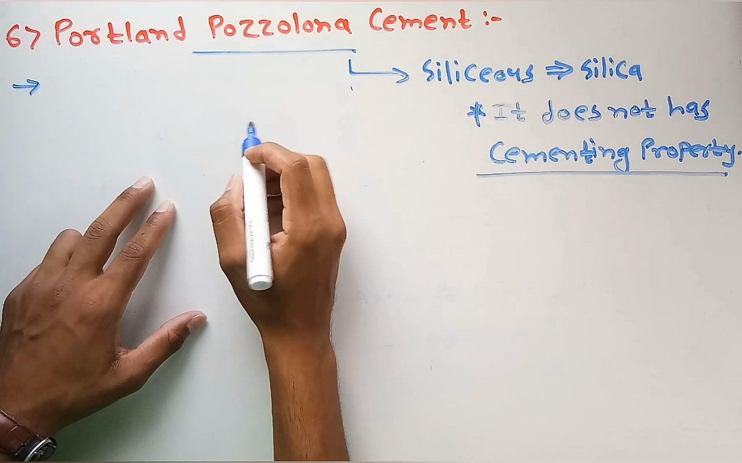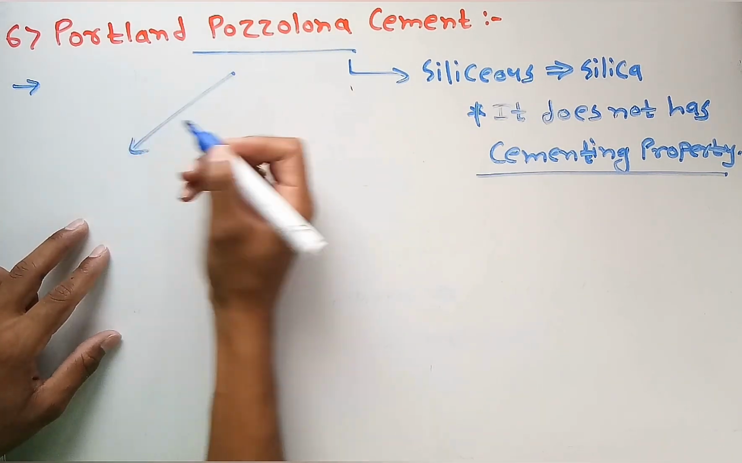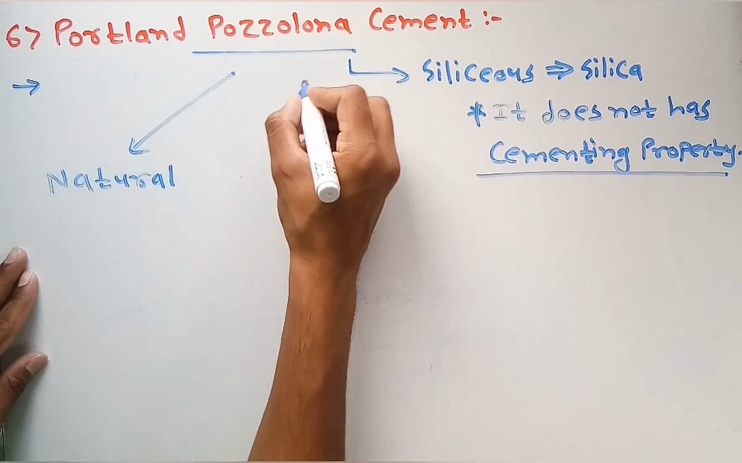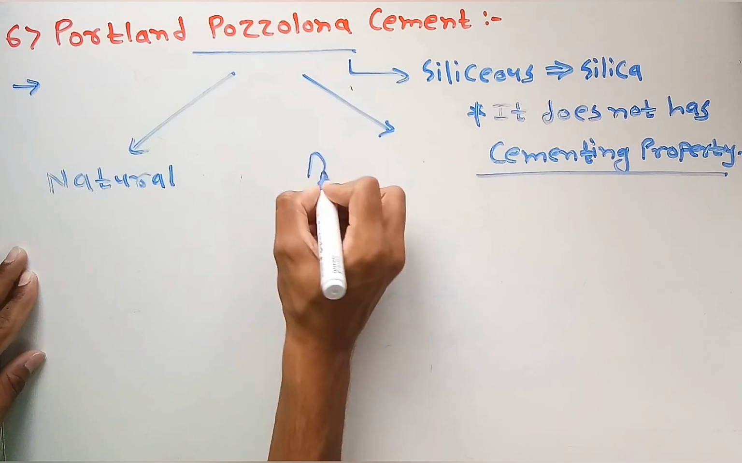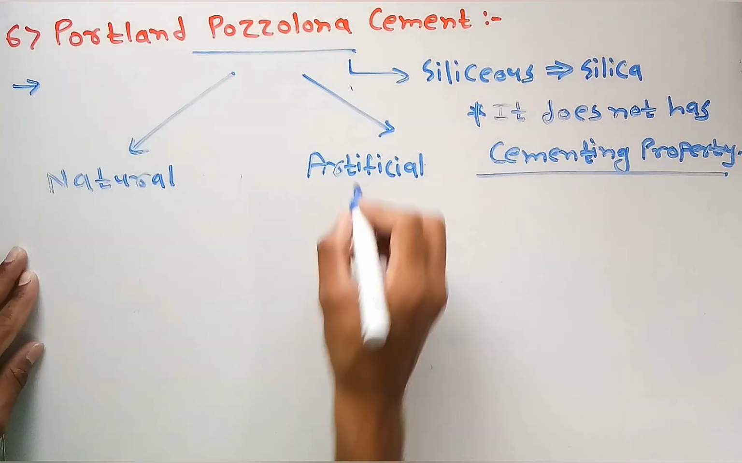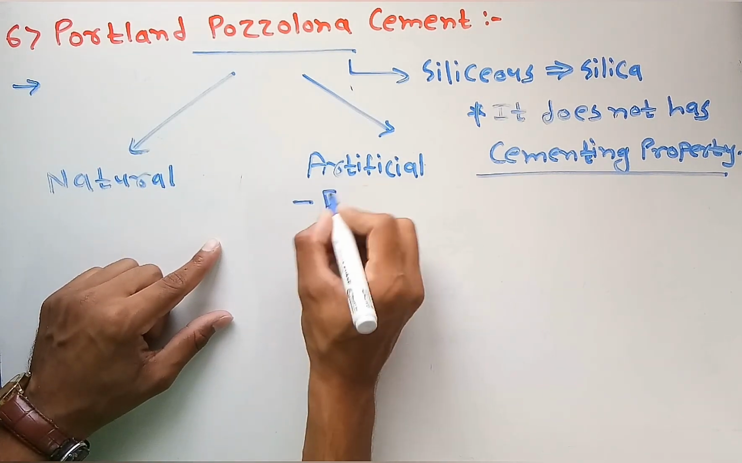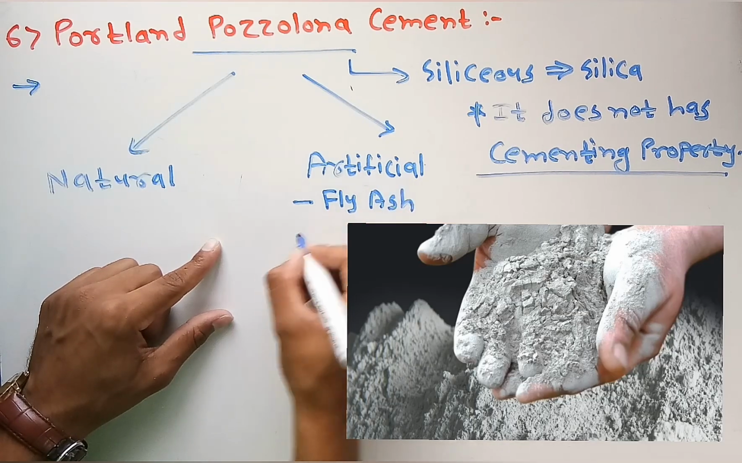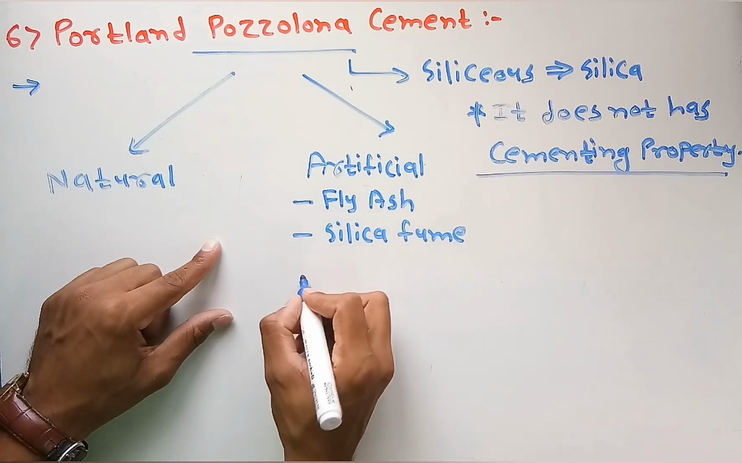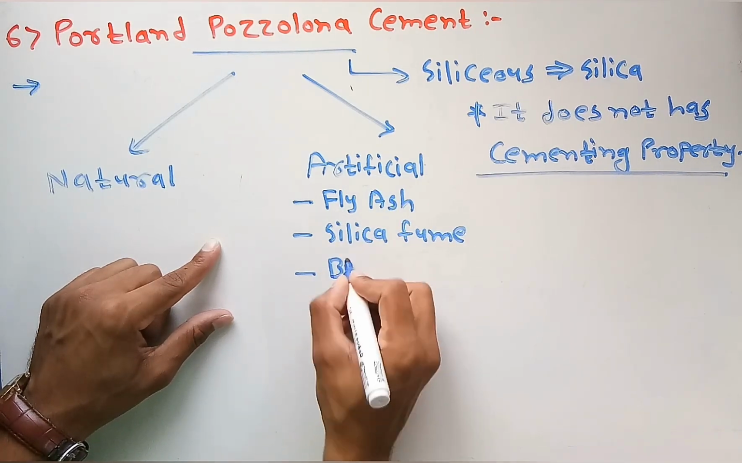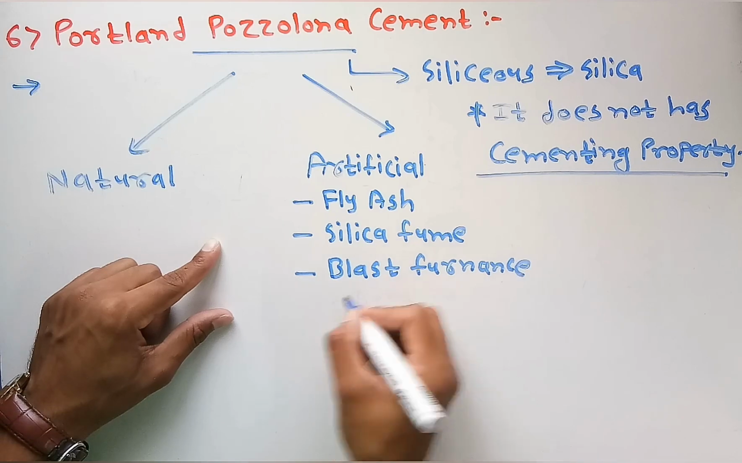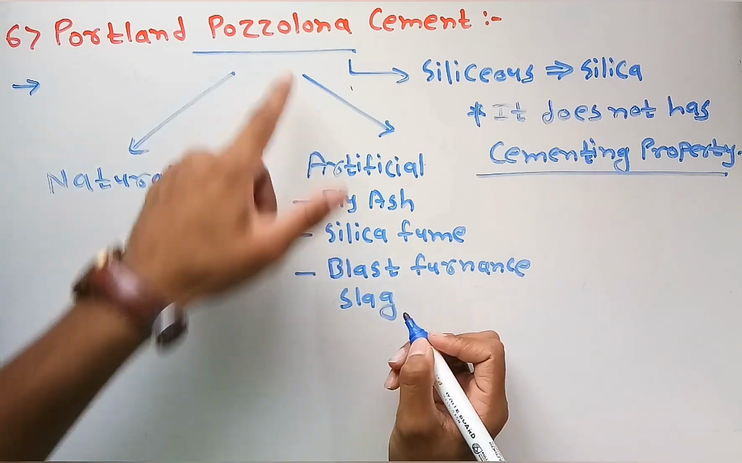Now this pozzolana is obtained in two forms. First, the natural form, and the other one is the artificial form. In artificial pozzolana, we can give examples such as fly ash, silica fume, and blast furnace slag. So these are examples of artificial pozzolana.